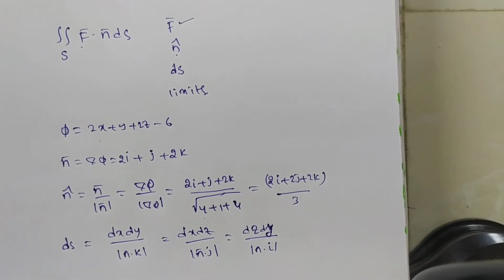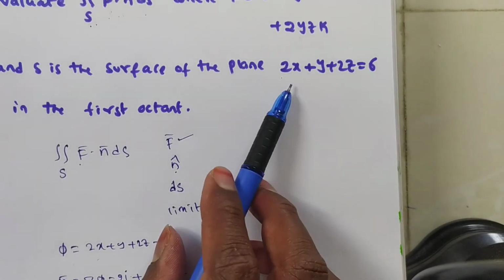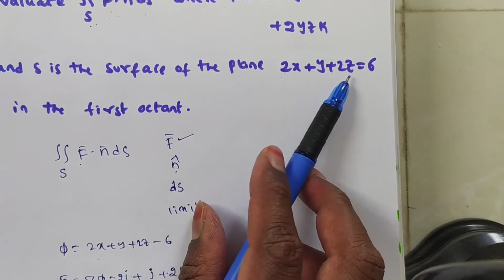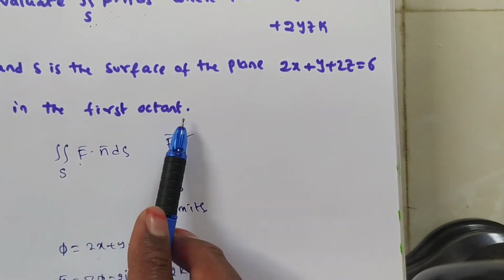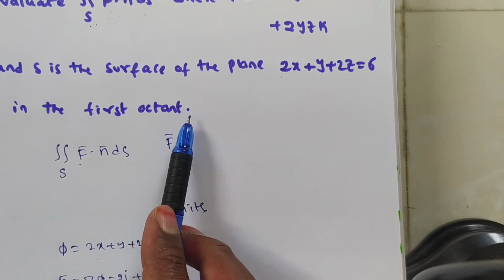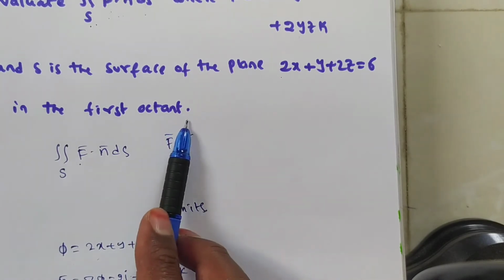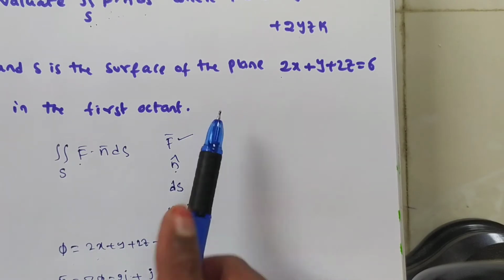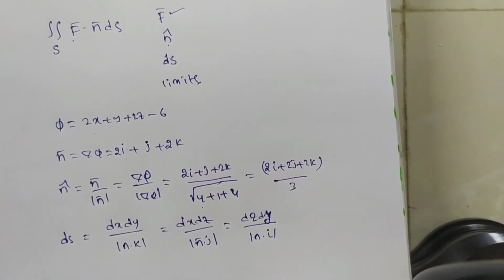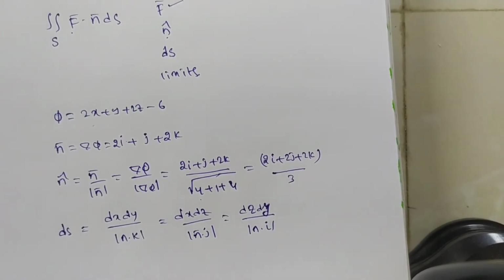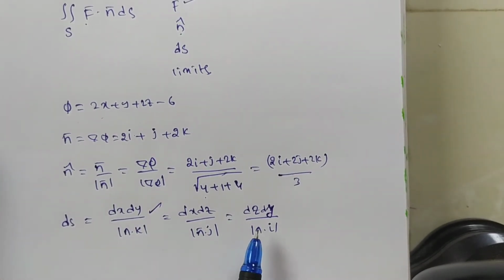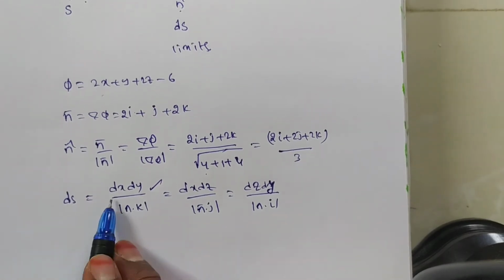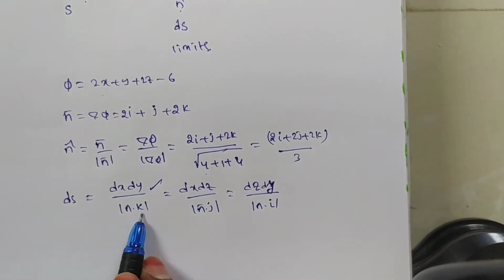How can you take? See the surface first. What did they give? 2x plus y plus 2z equals 6 in the first octant. They have not given limits of x equals 0 to something, y equals 0 to something, or z equals 0 to something. So you can choose any one of them. I am choosing the xy plane in this case. You can take the xz plane, zy plane or xy plane. In the xy plane, I require dx dy by n bar dot k.